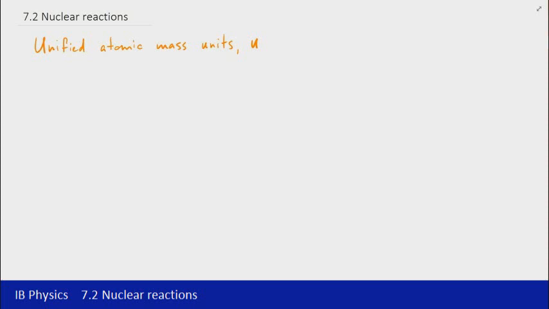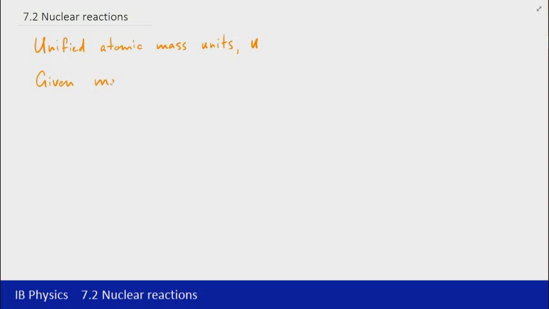The next subtopic we're looking at is 7.2 nuclear reactions. Before we get into the nuclear reactions though, we need to look at a different unit of measurement that we're going to use here. As you can see there, that unit is the Unified Atomic Mass Unit. The symbol for that is a u, and so that's a unit that we'll be using throughout the rest of this nuclear physics aspect that we're looking at.